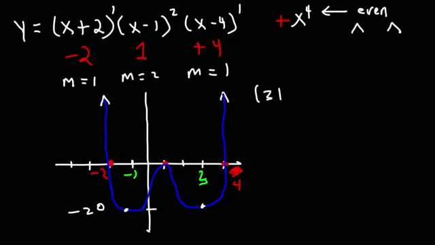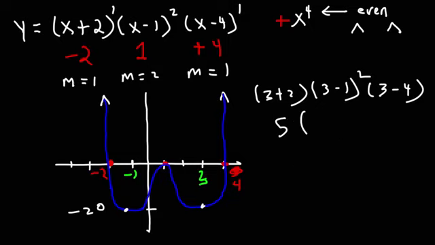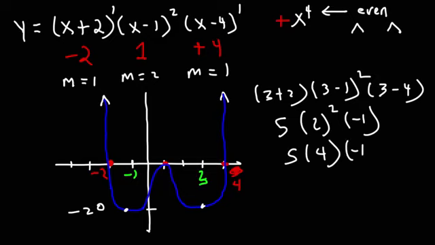So this should be 3 plus 2, and then 3 minus 1 squared, and then 3 minus 4. 3 plus 2 is 5, 3 minus 1 is 2, 3 minus 4 is -1. 2 squared times 5 times -1, that's -20. Okay, so these two peaks are of the same height for this particular example. And you could see why. There's symmetry, so to speak.